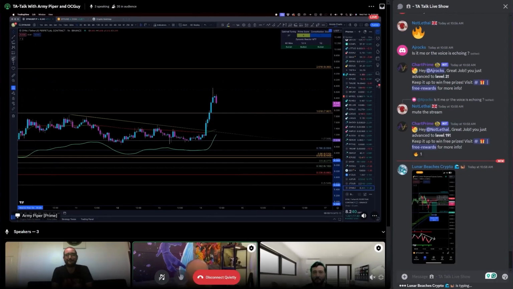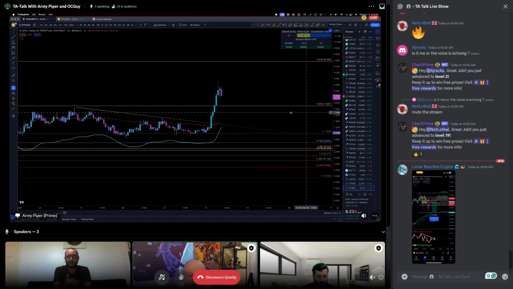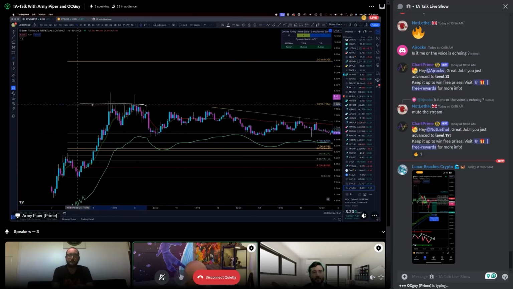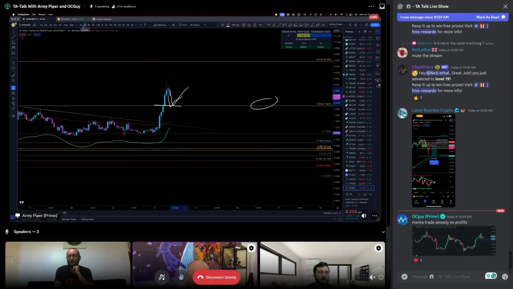And so looking at this pullback, I would be watching for a retest of $7.90 here to see if it's a solid support because previous resistance, right? We broke through it, did not really get a retest on it, should come back to that to get in there. That is one thing that I watch for.